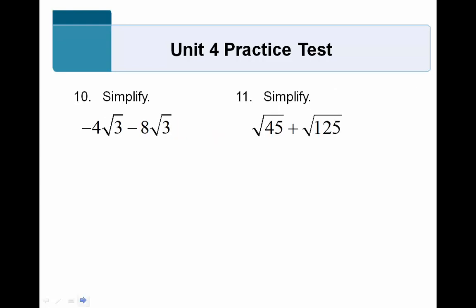Alright, recall that when you're adding and subtracting radicals, you must have like radicals, so you have to have the same things under the radical sign. Number 10 won't be bad because you can see we have a radicand of 3, so we already have like radicals. We have negative 4 square roots of 3 minus 8 square roots of 3. Negative 4 minus 8 square roots of 3 gives us negative 12 square roots of 3.